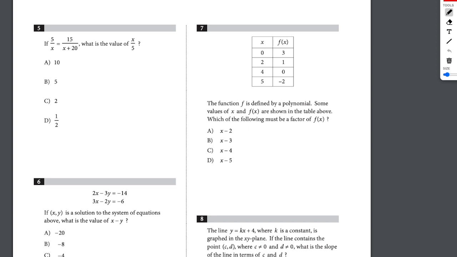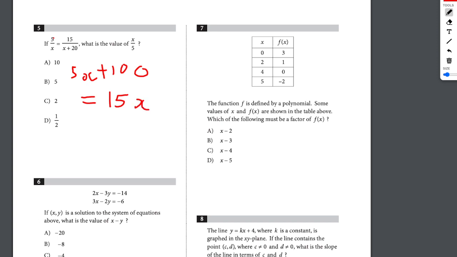Because even if you get a common denominator, what good is it going to do? Literally nothing. Alright? Let's cross multiply. I usually cross like this first and then this kind of cross x. So we get 5x plus 100 is equal to 15x.